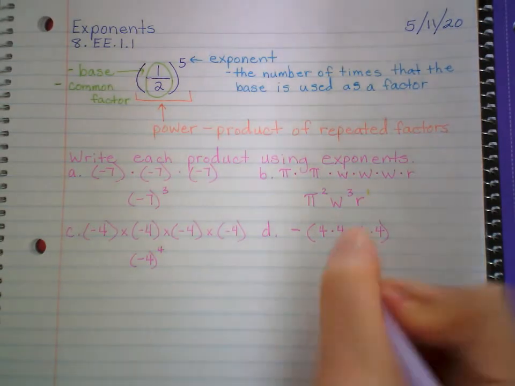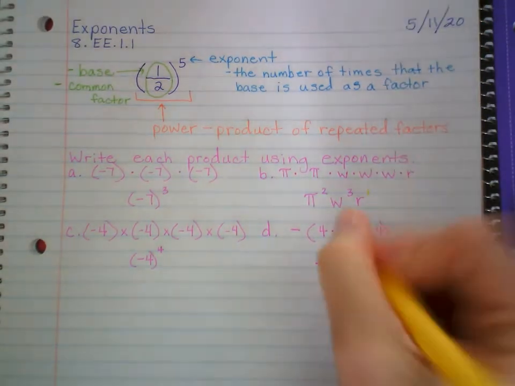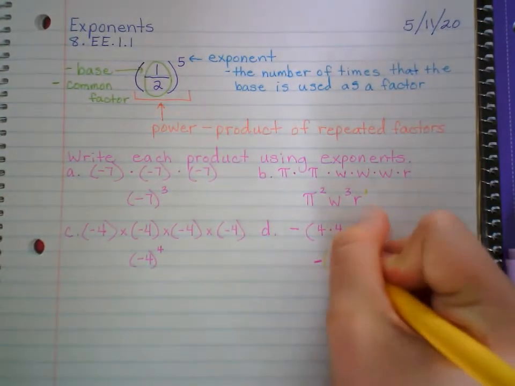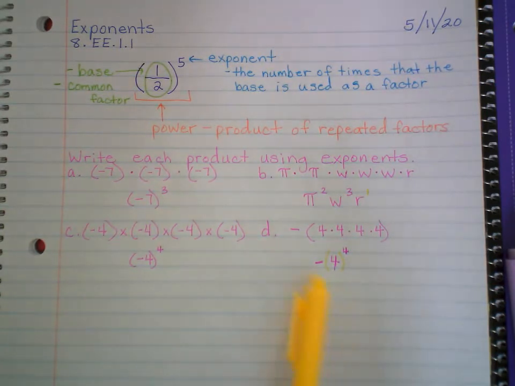Now we're going to put that negative out front. You could put the 4 in parentheses to remind yourself, hey, this is 4 to the 4th power, then times a negative. Or you don't need the parentheses.